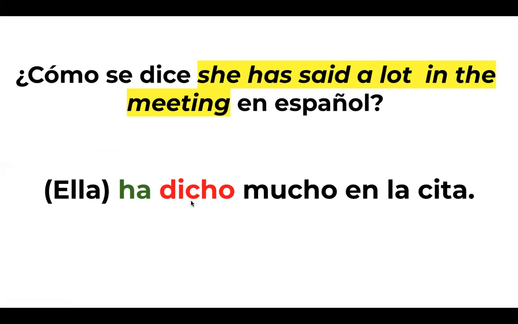So, ella ha dicho mucho en la cita, right? Or just ha dicho mucho en la cita, right? Like in the previous example, we do not need to say ella here because it can be implied with the conjugation of ha dicho.